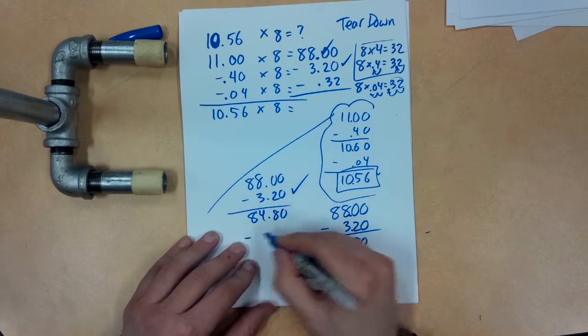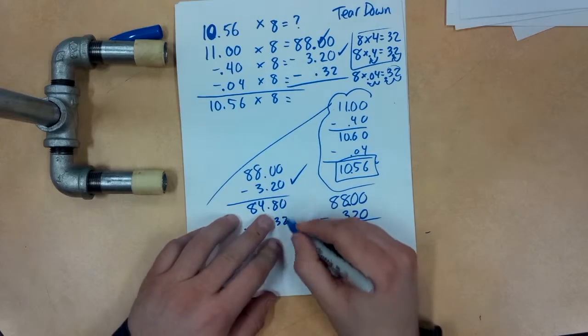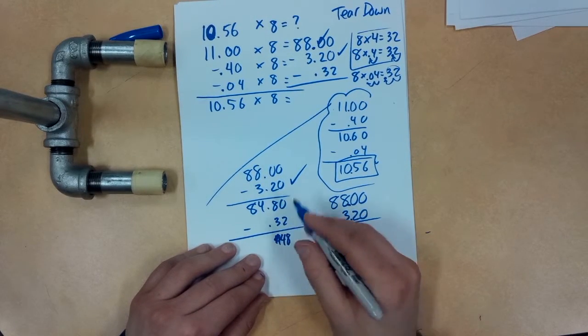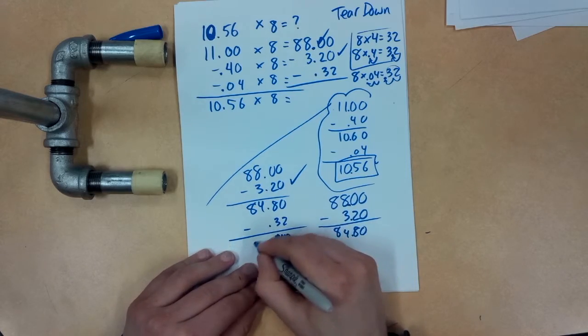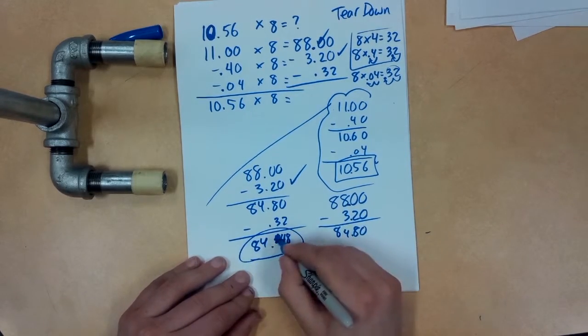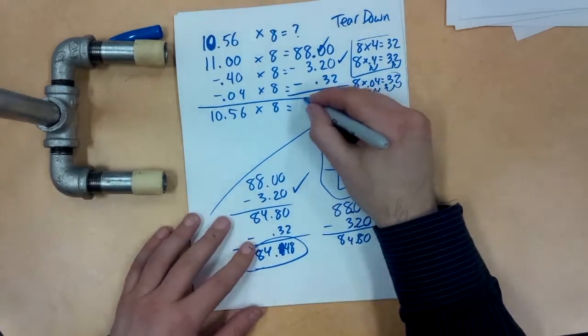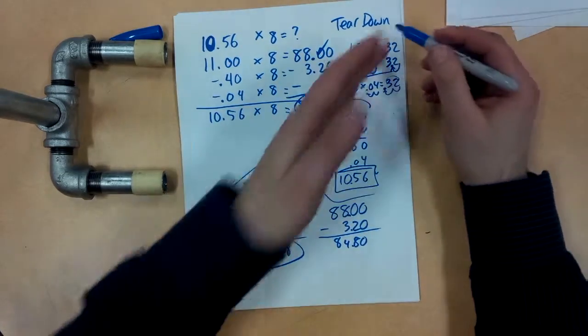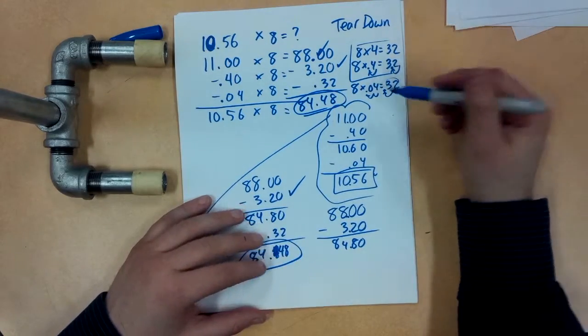And now I'm going to take away the second chunk, 0.32. Well, what's 80 minus 32? That's just going to be 48 there. 80 minus 32, that'll be 48. So 84.48 is what my answer will be here. 84.48.